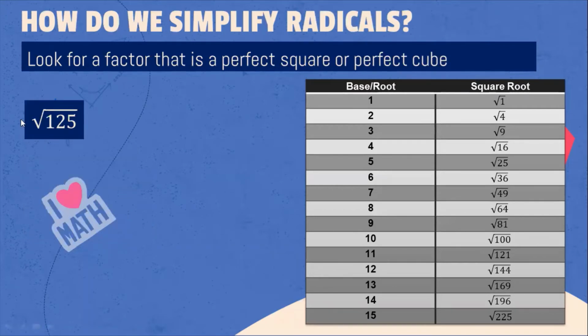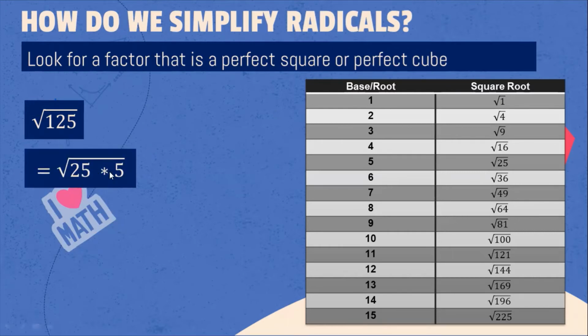Another example. The square root of 125. We need to look for a factor that is a perfect square. One of the factors must be a perfect square. What are those factors? We have 25 times 5, that is 125, and 25 is a perfect square. What is the square root of 25? The square root of 25 is 5, then copy the square root of 5. The final answer is 5 square root of 5.